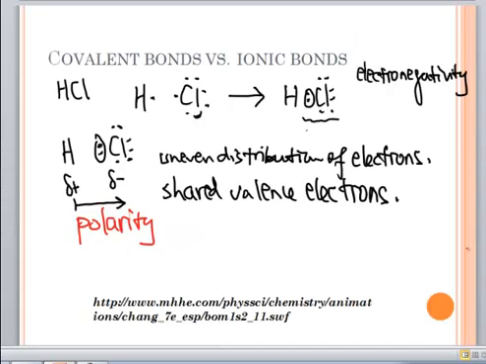Pretty cool, huh? And this is a good demonstration for the differences of ionic and covalent. And as we can see here, this is another link for a very good animation all the way from the ionic compounds to the covalent compounds.